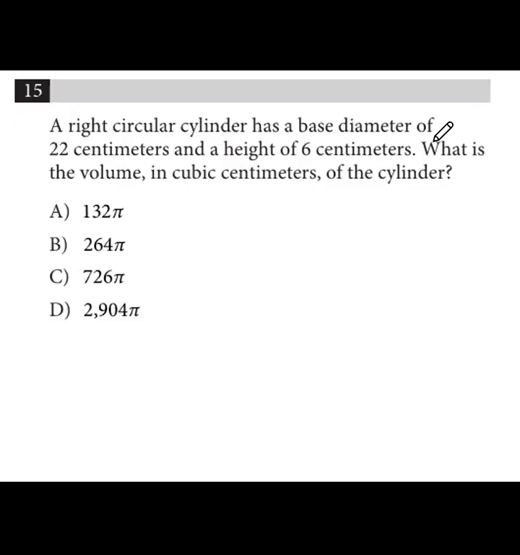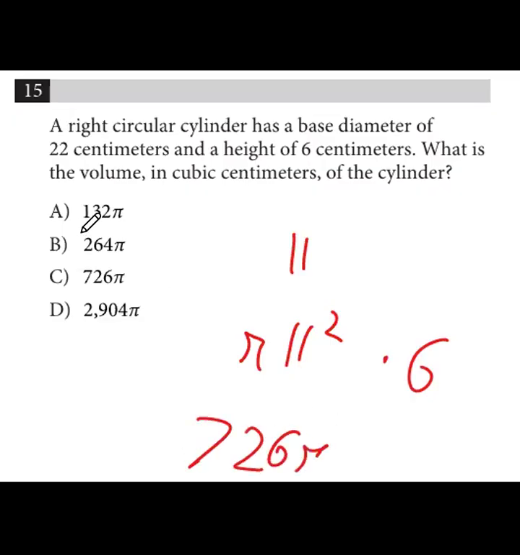So question 15, the diameter is 22, so that means the radius is half of that, or 11. The volume of a cylinder is pi r squared h, so just pi, the radius 11 squared, times the height of 6. That's 121 times 6, which is 726 pi. Let's try C.